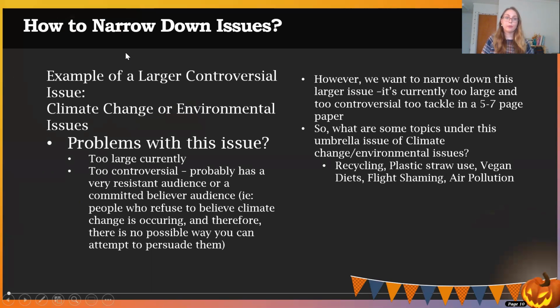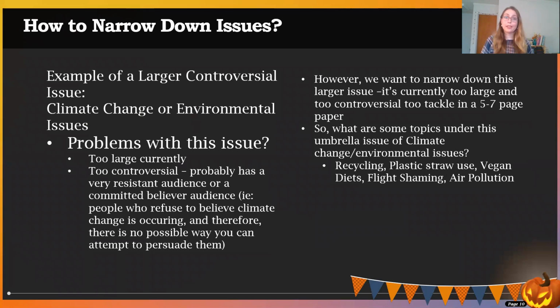So when choosing issues, we're going to go through an example together in this PowerPoint. So here's an example. We have climate change or environmental issues. So this is an example of a large issue, an umbrella issue. What are the problems with this issue? First of all, it is currently too large. Second of all, it is too controversial. It probably has a very resistant audience. So thinking back to that scale, it is too extreme.